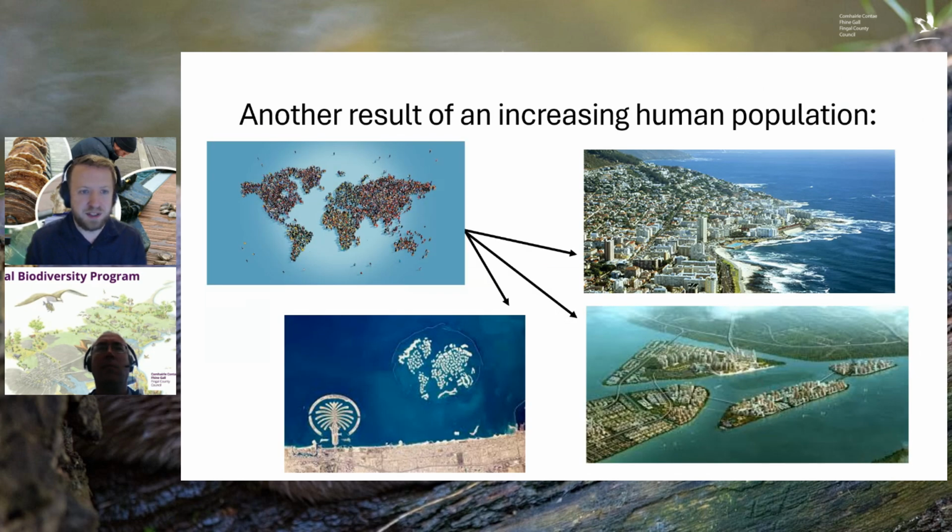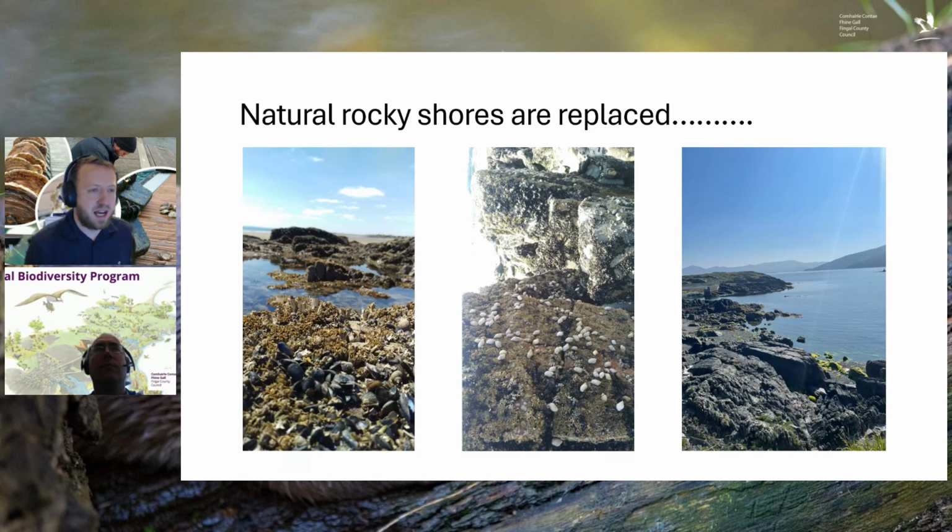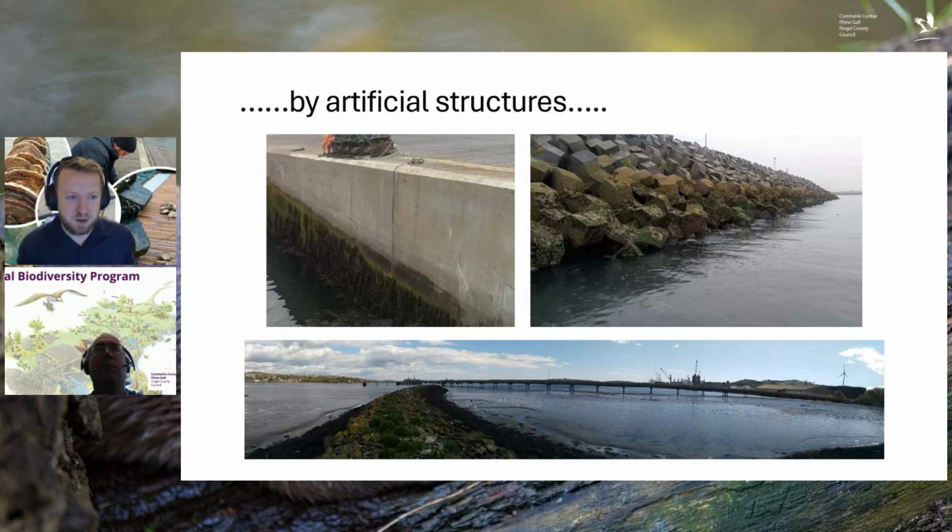And then another result of increasing the human population is that our natural shores are changing. A lot of the coastal communities especially start this phenomenon called ocean sprawl, where they don't just stop at the coastline, but start to build into those waters a bit. You see a lot of those natural rocky shores begin getting replaced with artificial structures. You'll recognize a lot of these from around our coastlines.